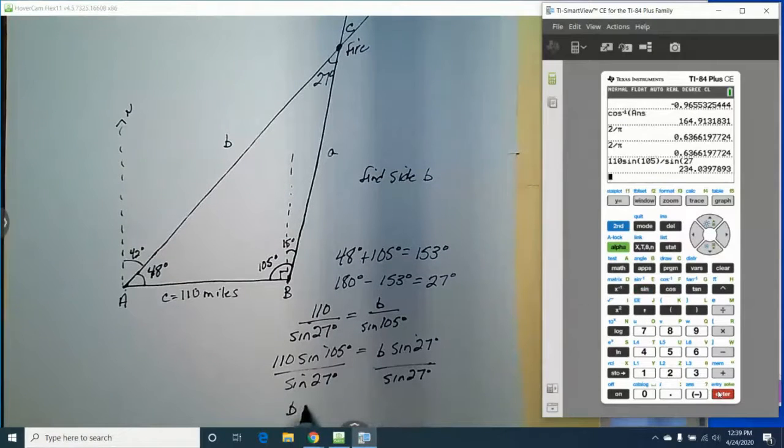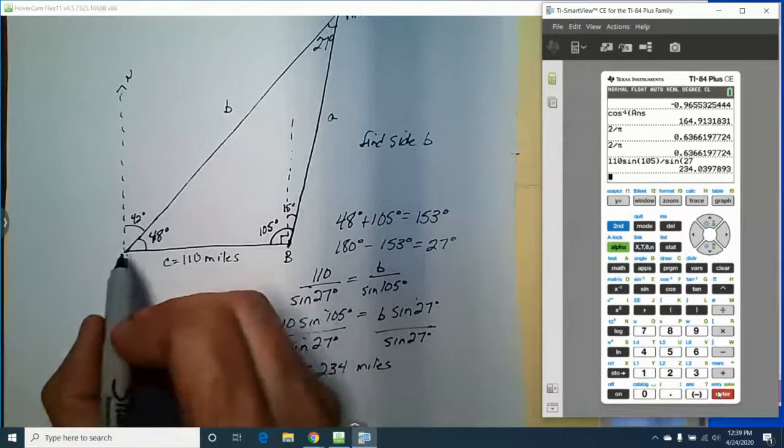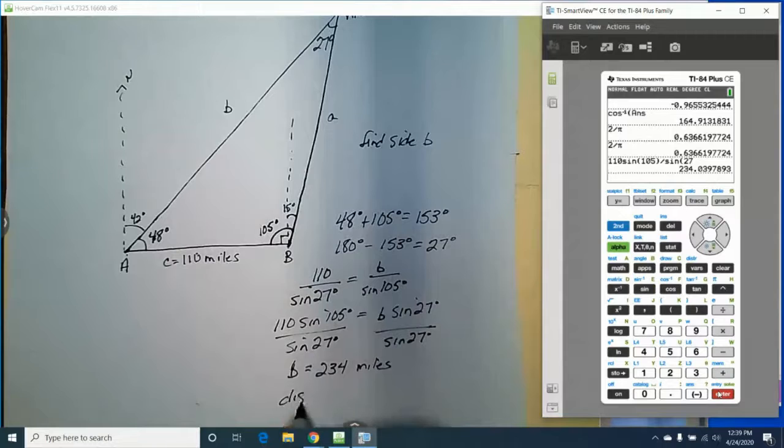Okay, so that's going to give me that B is 234 miles approximately. And in this problem, it said to round to the nearest 10 miles. So that means the distance from station A to the fire we're going to round to 230 miles.